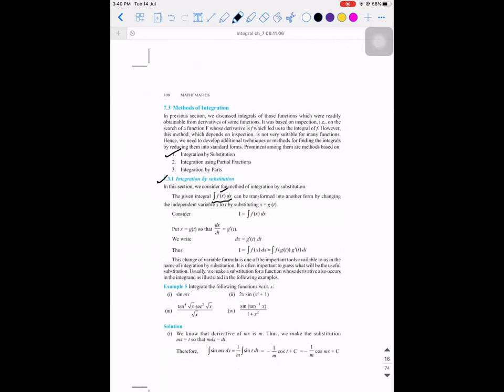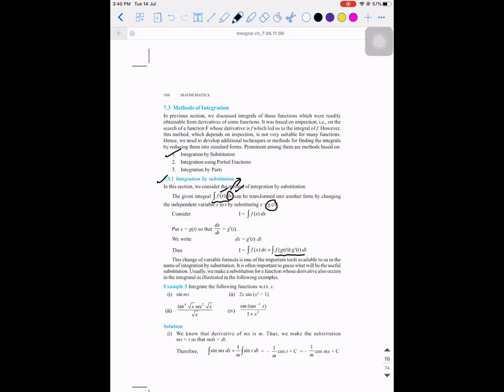X. Obviously with respect to x. So it is not necessary that every question has to be with respect to x only. What you can do is assign the variable x to some other variable t and convert it to some other function g of t, and you can integrate it with respect to g of t also.